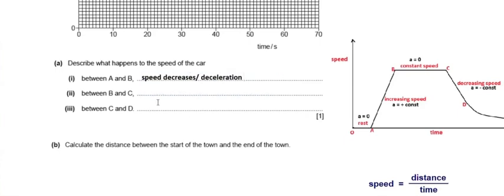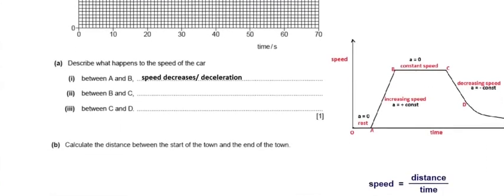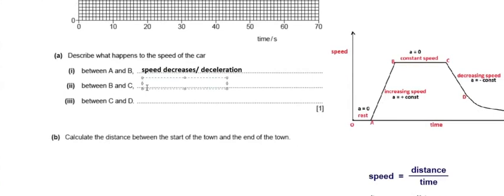From B to C, we can see the speed has a constant value. This is nothing but the horizontal line. So speed is constant.